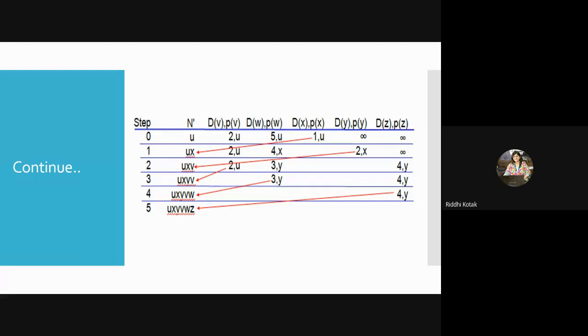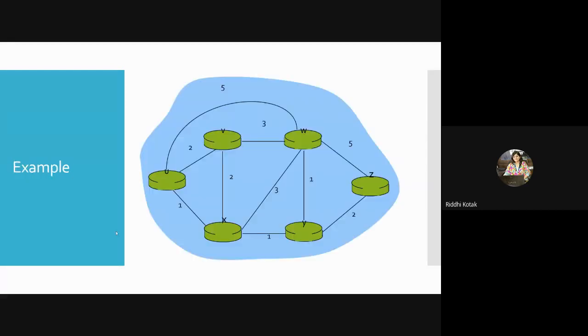See, if a node is not directly connected, as you observe over here, U is directly connected with Y and Z. There is no direct link between those two. So according to the algorithm step, you have to put infinity. That is the reason in the first step D of Y and D of Z is infinity.